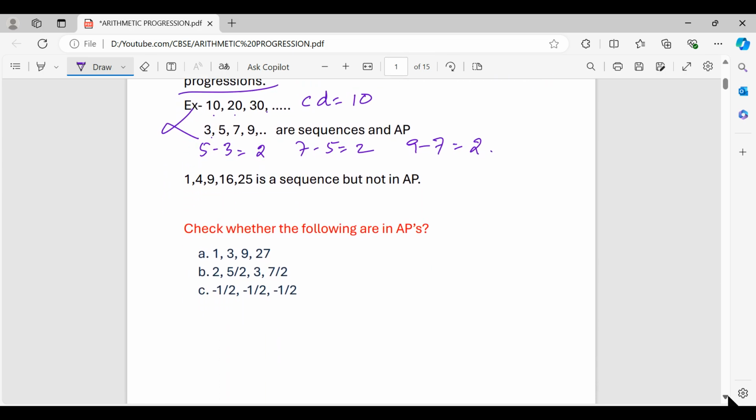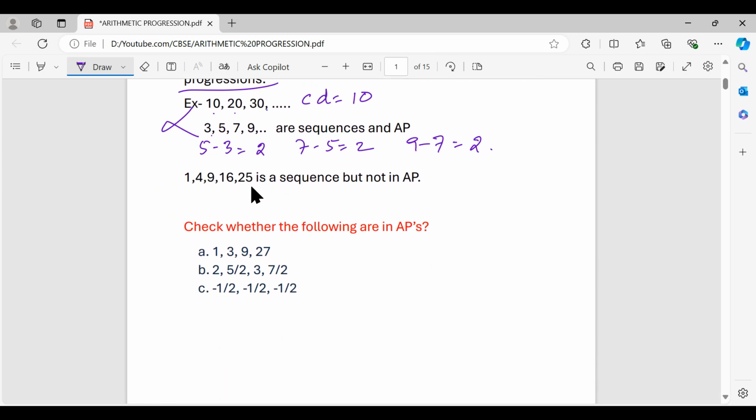Now we will see this sequence. This is a sequence, and how this sequence is formed, wait, let me tell you. Before that, you see what is the common difference between the terms here. So 4 minus 1 is equal to 3. 9 minus 4 is equal to 5. 16 minus 9 is equal to 7. 25 minus 16 is equal to 9. So you can see that we don't have any common difference actually, all are different. So we will say that this sequence is not an AP.